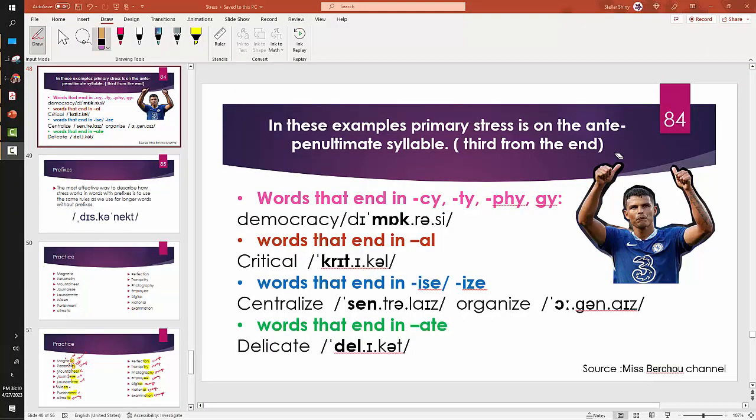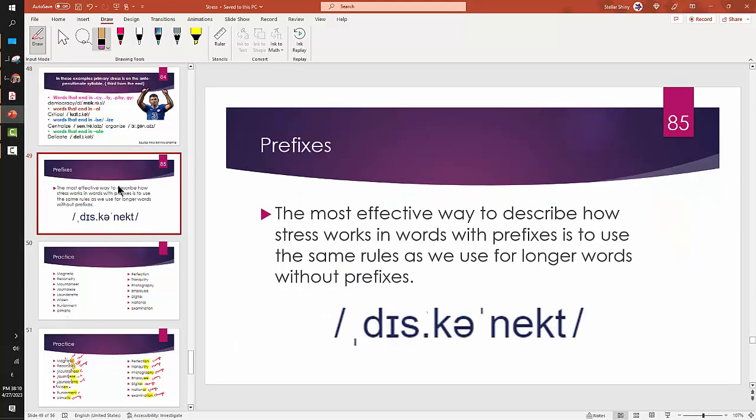I had enough of the suffixes. Now let's move to the prefixes. And it is easy. Prefixes. The most effective way to describe how stress works in words with prefixes is to use the same rules as we use for longer words without prefixes. So prefixes do not affect the stress placement.